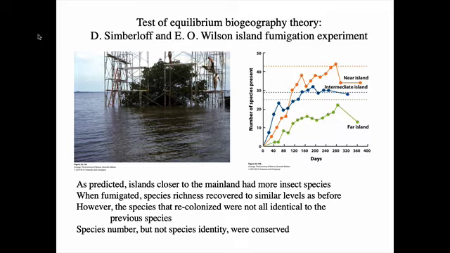Now, a word to the wise, don't approach the U.S. Park Service about doing this again. This is now the national park. This is the Biscayne Bay National Park. They take a very dim view of eradicating all life on trees in Biscayne Bay. So you can't do this experiment anymore.